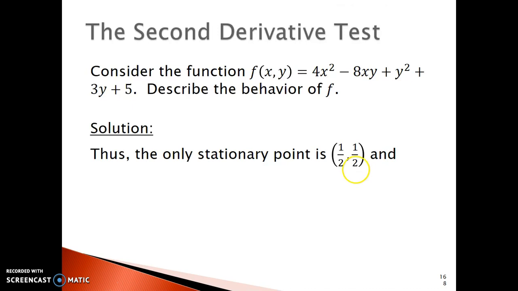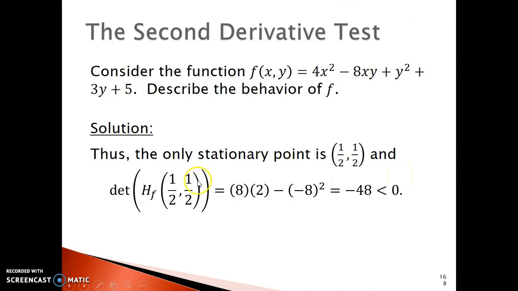So we can plug the point 1/2, 1/2 into the discriminant. We're going to find the determinant of the Hessian of f at the point 1/2, 1/2. What I've done here is plug in the point 1/2, 1/2 into the second partial with respect to x, that expression, the second partial with respect to y, that expression, and then the mixed partial, and we'll square it. 8 times 2, 16, minus 64 is negative 48, which is less than 0. So we have the Hessian being less than 0.